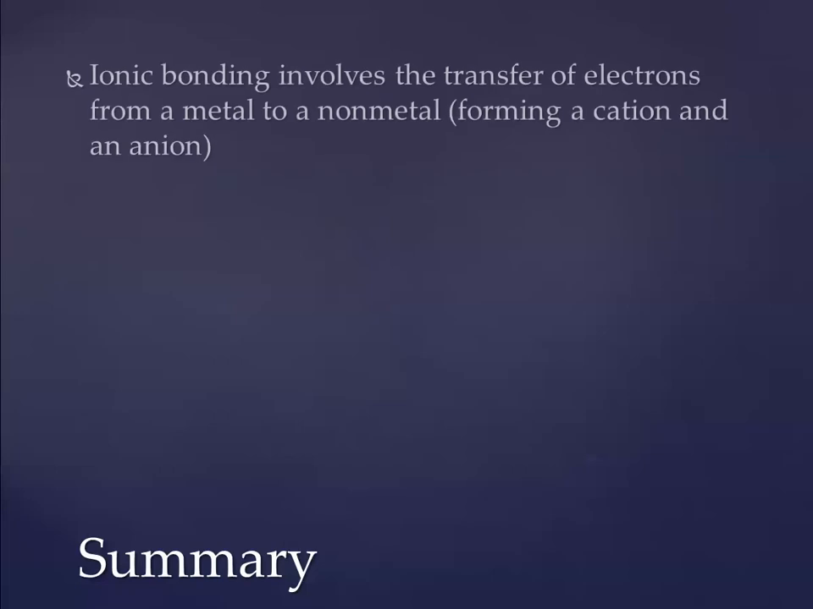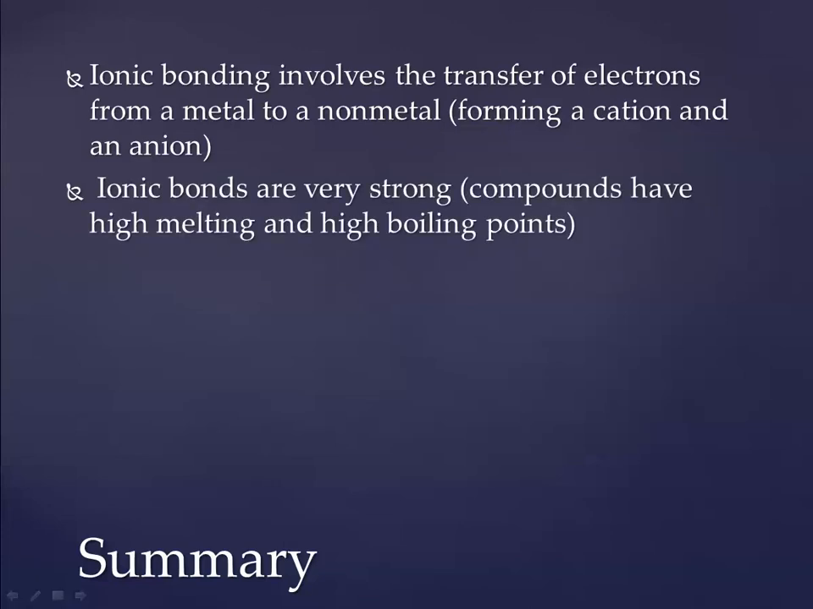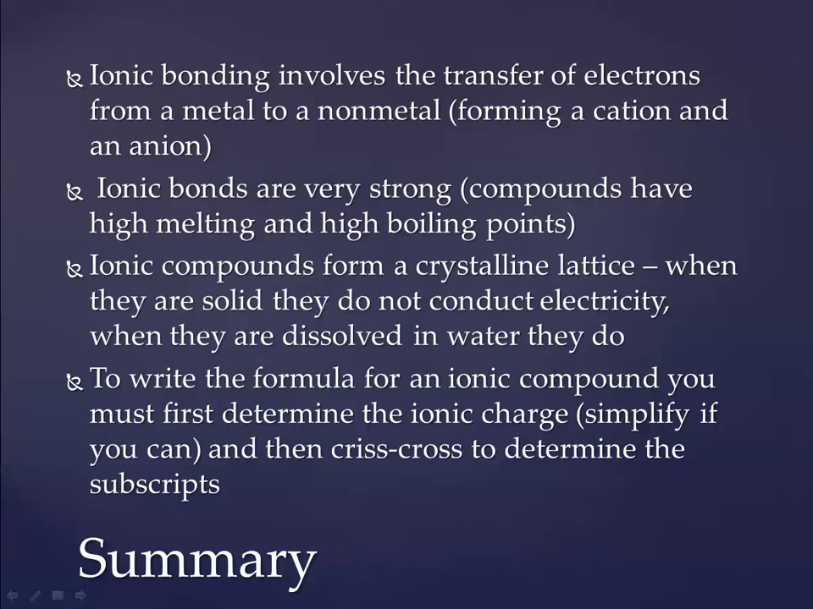So what you've learned today is that ionic bonding involves the transfer of electrons from a metal to a nonmetal, and that's going to form a cation and an anion. Ionic bonds are very strong, so the compounds have high melting points and high boiling points. We've learned that ionic compounds form a crystalline lattice, so when they're solid, they do not conduct electricity, but when they are dissolved in water, they do. And we've learned how to write the formula, and to do this for an ionic compound, you must first determine the charge, simplify it if you can, and then crisscross and drop to determine the subscripts.